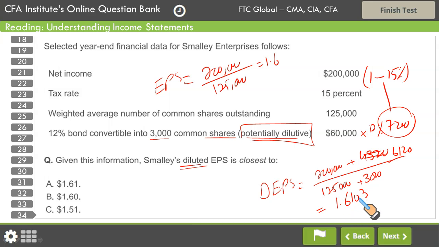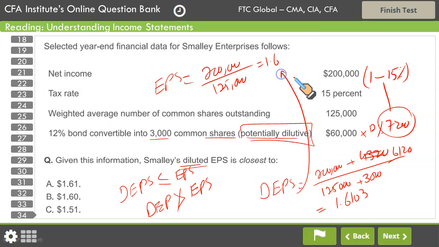Now listen to me very carefully. Your diluted earning per share has to be less than or equal to EPS. Diluted earning per share, if it's greater than EPS, which is in our case, your diluted earning per share is more than your EPS, you report your EPS as your diluted earning per share. So in other words, your diluted earning per share and your earning per share would both be the same, and it's going to be 1.60. That makes B the correct option.